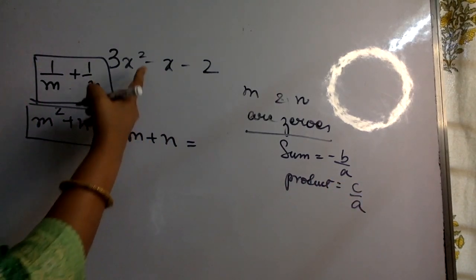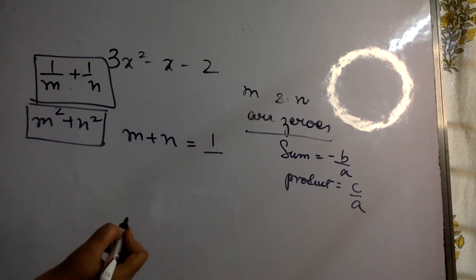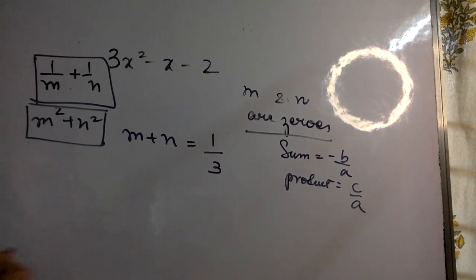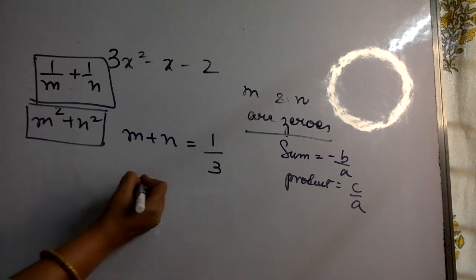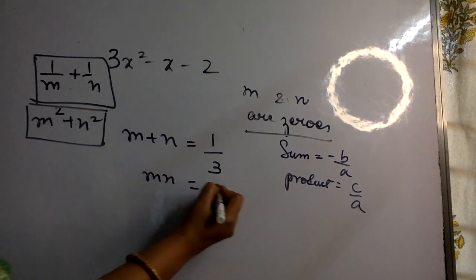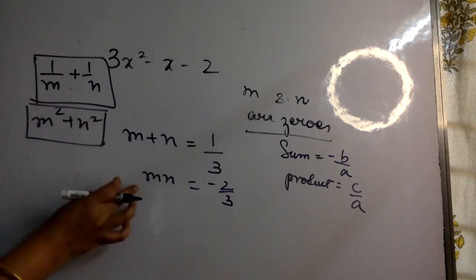Okay, so this is minus b over here, a 1. Yes, and this is a 3 because b itself is minus 1 and the formula had a minus. The next thing is, the product is how much? Product is equal to c by a, that is minus 2 by 3.